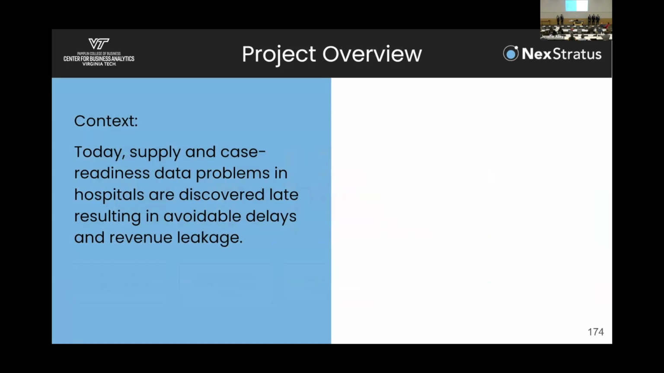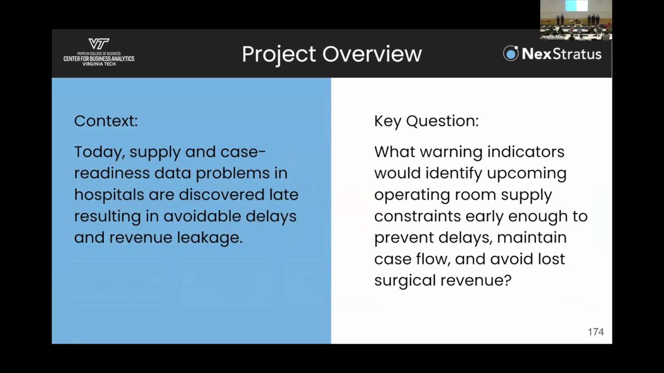The context of this project is simple. Today, supply and case readiness issues in hospitals are discovered too late. This results in avoidable delays and revenue leakage. This then brings us to our key question. What warning indicators would help us identify these supply chain constraints early enough to help prevent these delays, maintain case flow, and avoid lost surgical revenue?